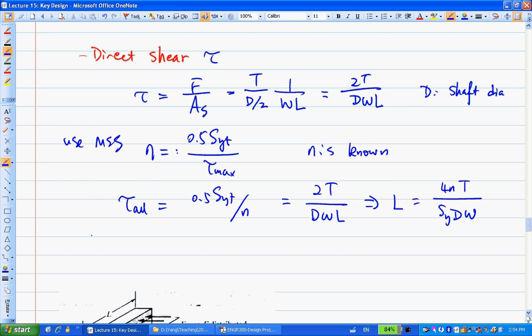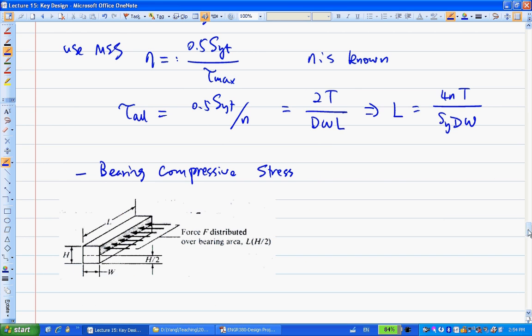So the next one is, let's consider the bearing compressive stress. Not shear, bearing compressive stress. This is the diagram I was just showing here. The key feels the same bearing stress from the shaft and from the hub, so we can simply look at the bearing stress from the hub here. So how much bearing stress does it feel? Let's see the shaded area here.